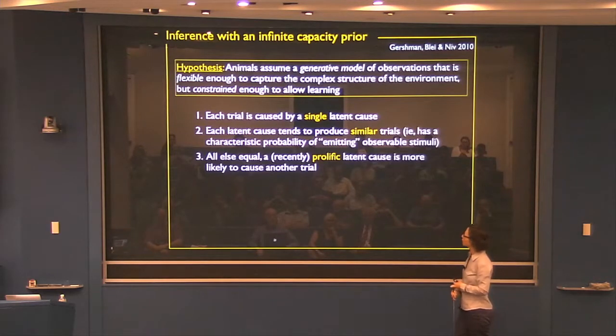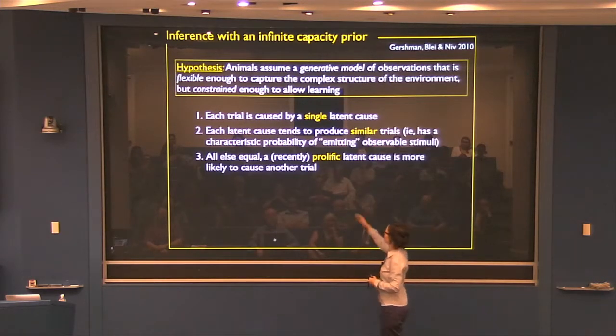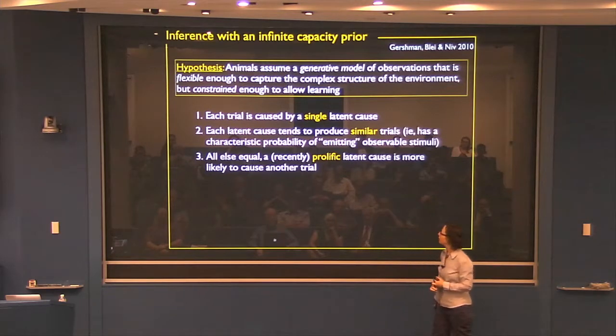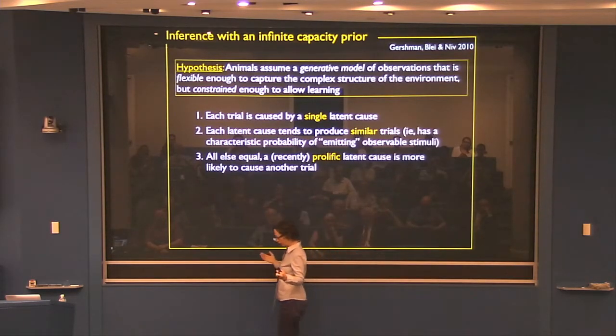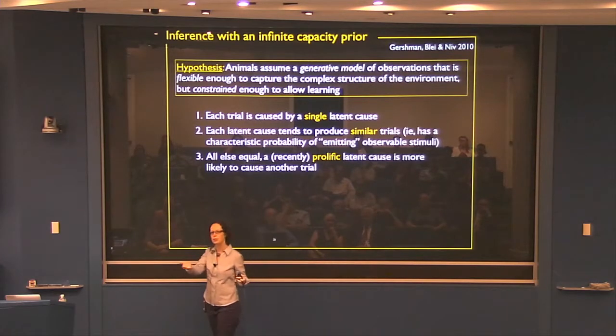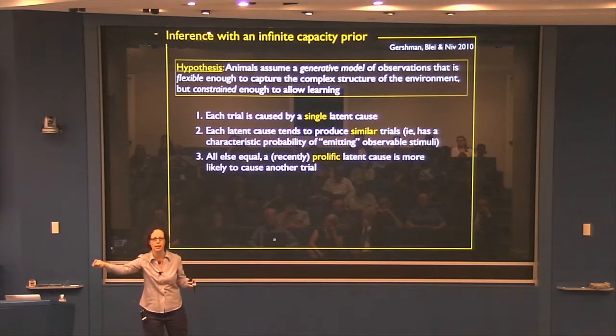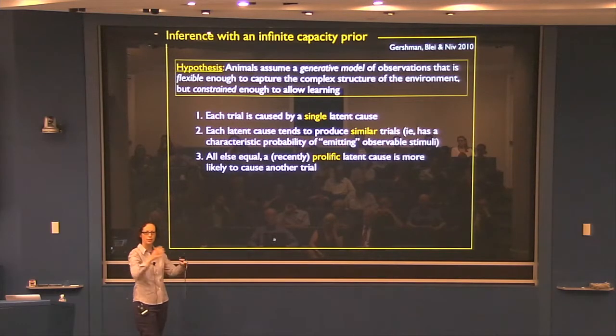The important property of this prior is this third property, which is that all else equal, a prolific latent cause is more likely to cause another trial. So this prevents the animal from inferring a different latent cause for every trial, because if one latent cause has already caused 10 trials, it's most likely going to cause the next one. So you try to group things together into latent causes that cause a lot of stuff.